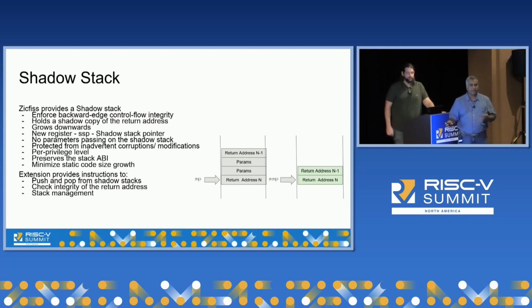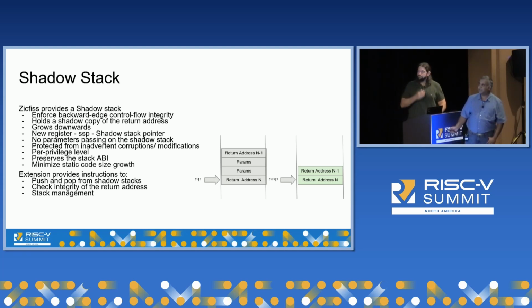In this parlance, backward edge is returns from a function. So effectively, the shadow stack holds a shadow copy of the return address. That's why it's the shadow stack. It shadows the stack. But unlike the regular stack, it does not hold parameters. It only holds return addresses. Like the stack, the shadow stack also goes downwards from a higher address to the lower address. And in the ISA, we define a new register called SSP, or the shadow stack pointer, that points to the top of the shadow stack.